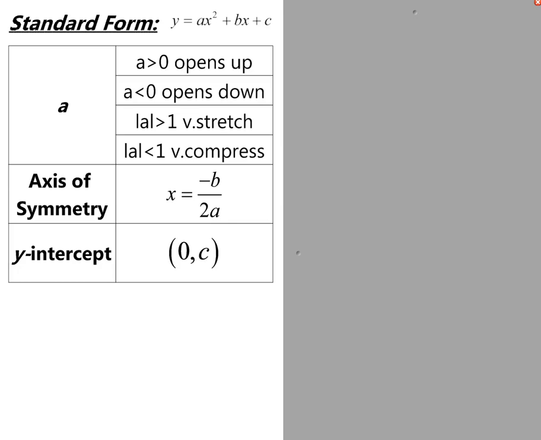Now it's not quite as easy as vertex, but it's also not that complicated. The axis of symmetry is found from the equation x equals negative b over 2a, where b is our coefficient for x and a is our coefficient for x squared. And lastly, we can find our y-intercept, which is (0, c), our constant.